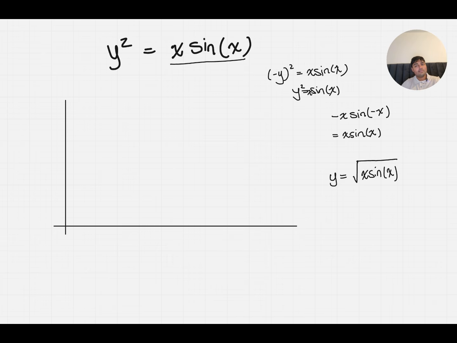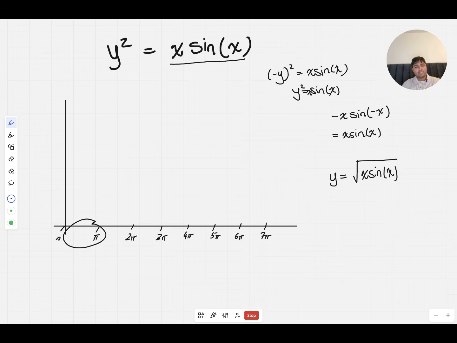And that actually tells me some stuff about my domain, because at least in this quadrant, I know that sine of x is at least 0 only when x is between 0 and pi, and then 2 pi and 3 pi, 4 pi and 5 pi, and so on. So if I mark this on, 0, pi, 2 pi, 3 pi, 4 pi, 5 pi, and a couple more, 6 pi and 7 pi, like so. And I know that between 0 and pi, sine of x is positive, or at least 0, but between pi and 2 pi, sine of x is negative, so this graph won't be defined.